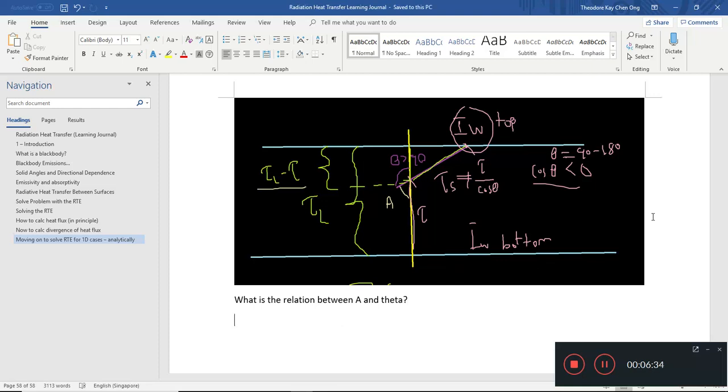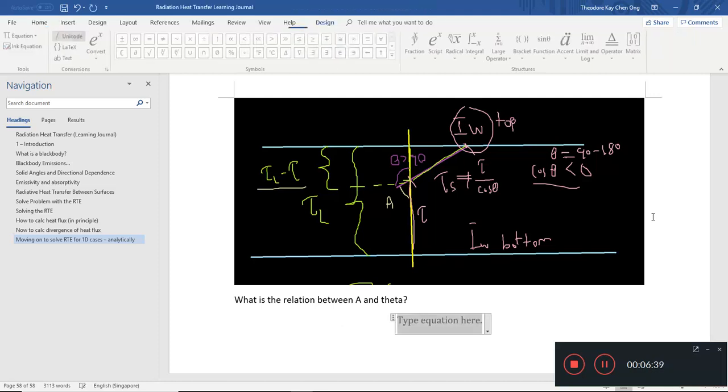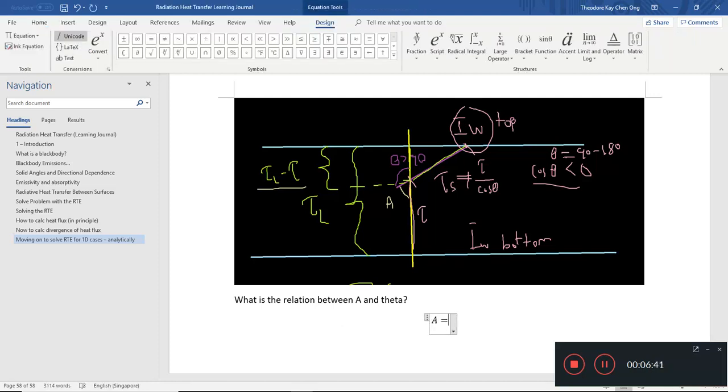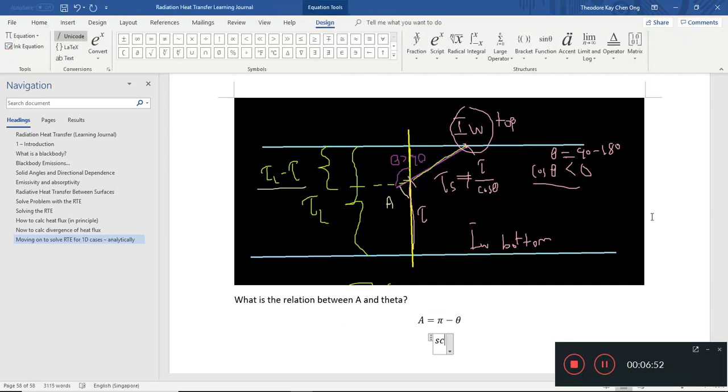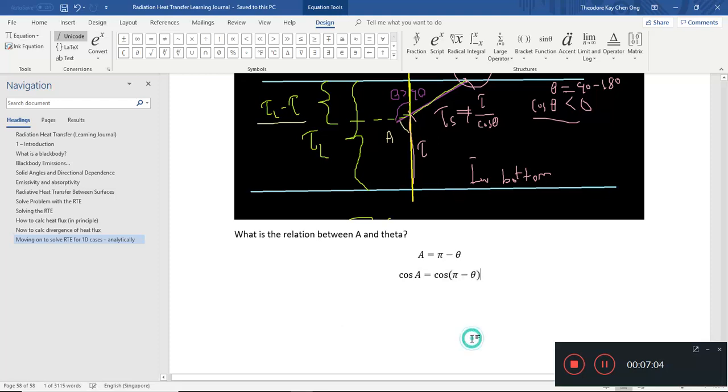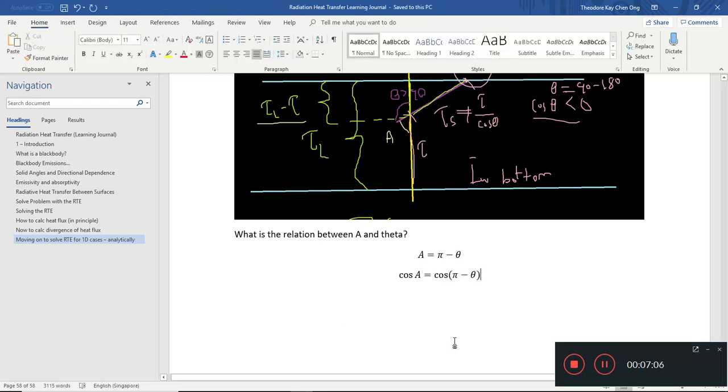So, remember, A is basically pi minus theta, right? A equals pi minus theta, so cosine of A equals cosine of pi minus theta. Right, so this is how it kind of works. Okay.